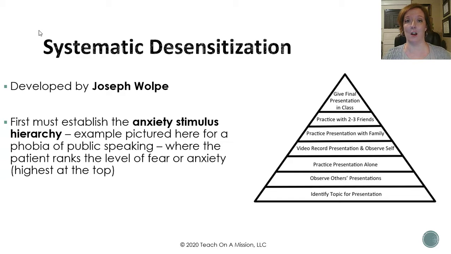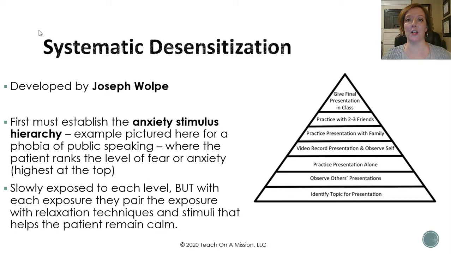The highest is at the top. This probably looks similar to Maslow's hierarchy of needs, but it's a little bit different. In systematic desensitization, the client is slowly exposed to each level, but with each exposure, they pair the exposure with relaxation techniques and stimuli that help the patient remain calm.